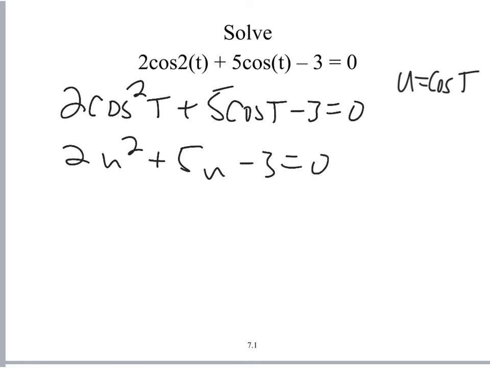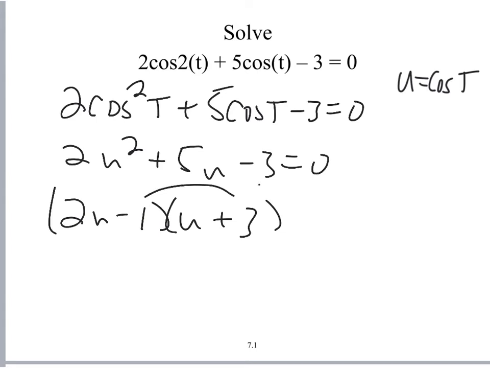Let's see, does this factor? Maybe. Let's see, 2u, and u. It'd be nice if it did factor. What if we put plus 3 here? That'll give me 6. Minus 1 here will give me the negative 3, and I'll subtract it to get 5. Oh, that's a beautiful thing. So 2 cosine t minus 1 equals 0.